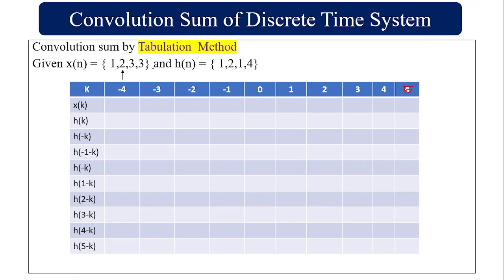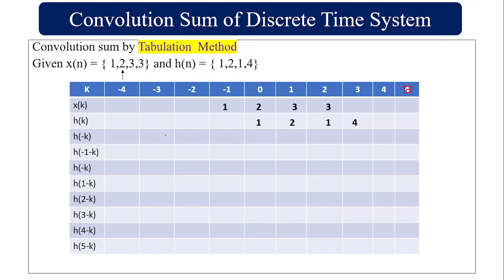So x of k is from -1 to 2. So for -1 to 2, I'll be placing the value, and I'll be placing the h of k in corresponding value, that is 0 to 3. So 0 to 3 I have placed. Now I'll be getting your h of minus k, that is your time reversal of it. So with respect to 0, I'm going to reverse it. So it is 1, here it is 2, then 1 and 4. Now I got my h of minus k.